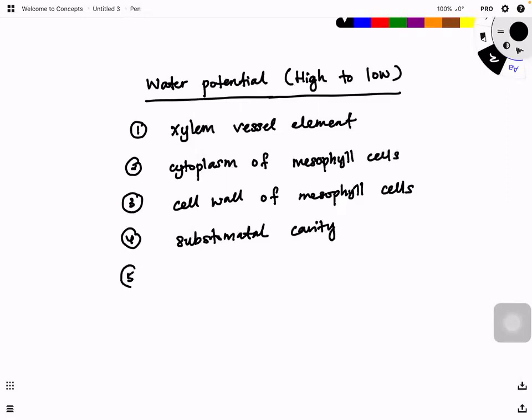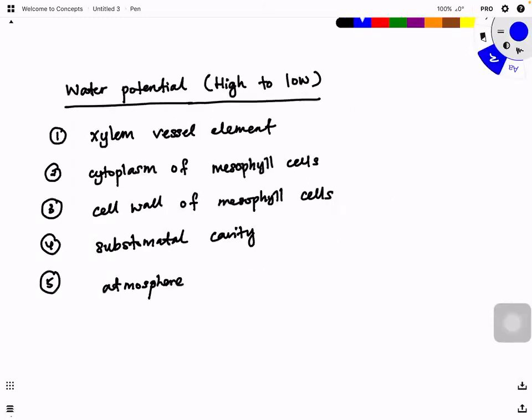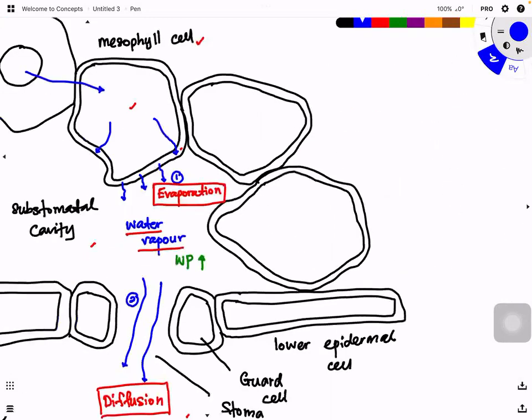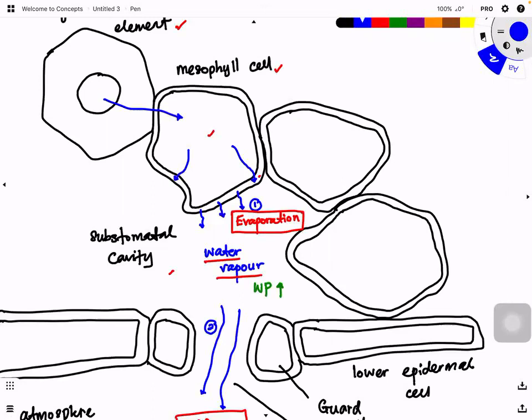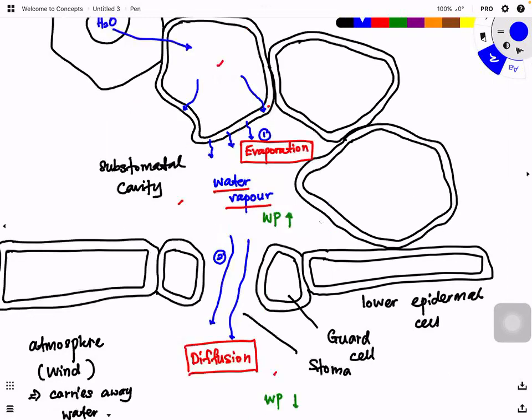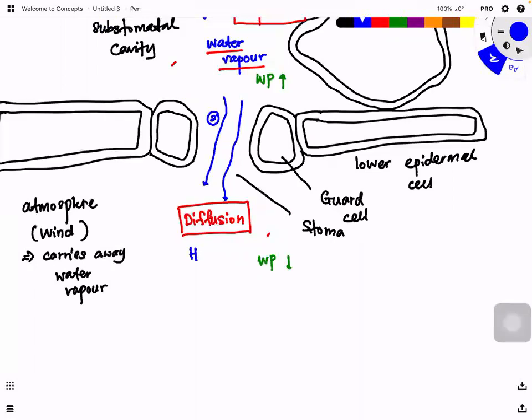Then only atmosphere. Okay, so the xylem vessel element will have the highest water potential amongst the 5 regions here, and the atmosphere will have the lowest water potential if you compare. Are you clear? So therefore, you can see the entire process, where is this water coming from? The water is actually coming from the xylem, and at the end becomes the water vapor in the atmosphere.